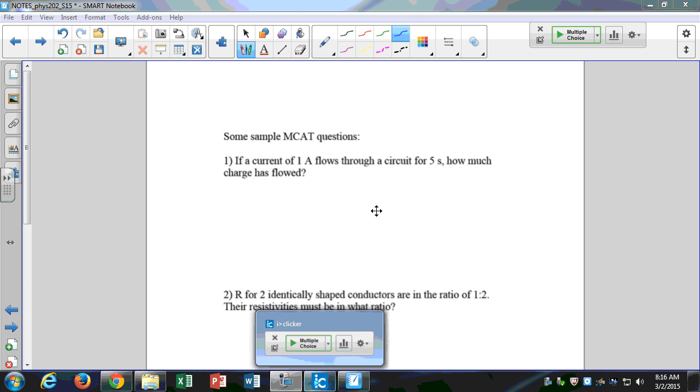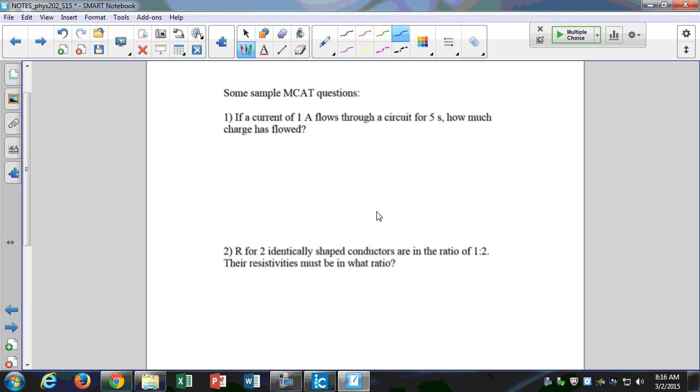One more thing, or a couple more things. Probably go and wrap this up now. These are some sample MCAT questions. They're pretty simple.